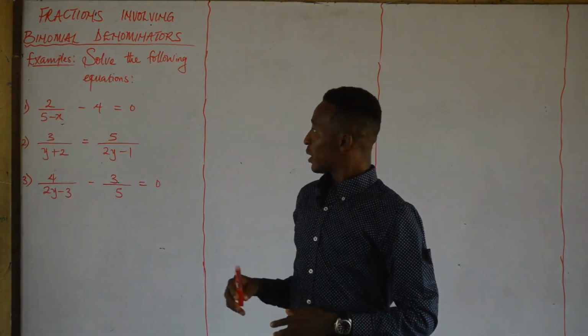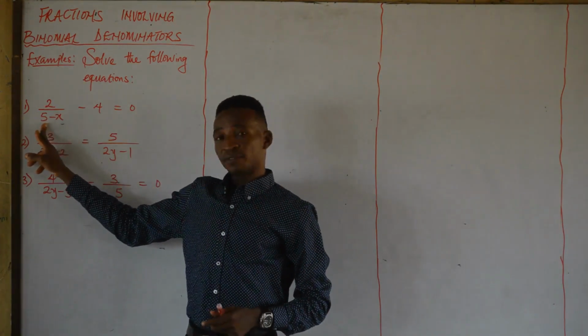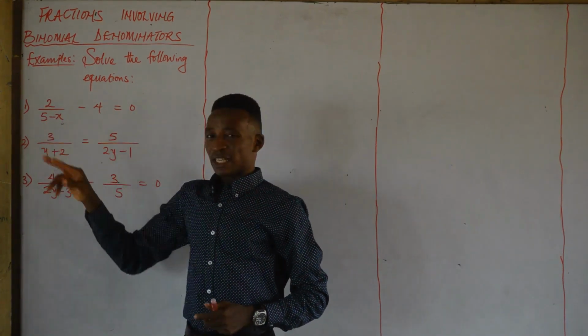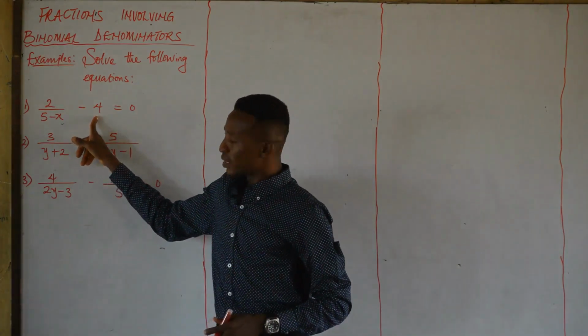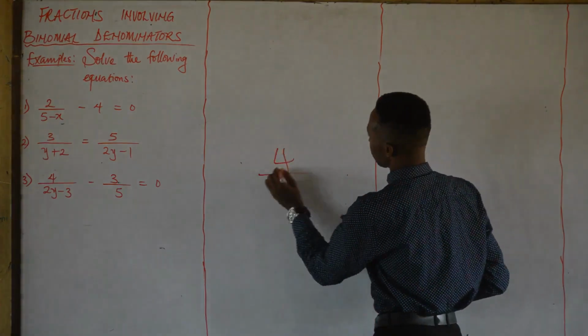So for today, if you look at this first question here, we have 5 minus x. 5 is the first variable while minus x is the second variable. So that means the two of them coming together gives you the bi that we are talking about. And apart from that, this one is just a single denominator, because when you have 4, the 4 is standing as 4 all over 1.